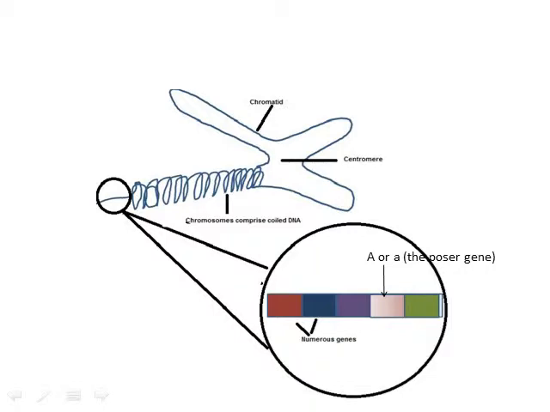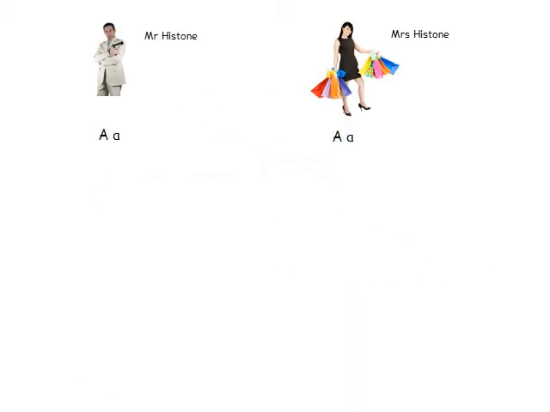Let me introduce you to Mr. and Mrs. Histone. Mr. and Mrs. Histone are both real posers, as you can see, and each have inherited one poser allele, the big A, and one non-poser allele, small a. Now Mr. and Mrs. Histone decide that as posers they need to start a family, and naturally, because the UK average is 1.8 children, they decide to go for 3.